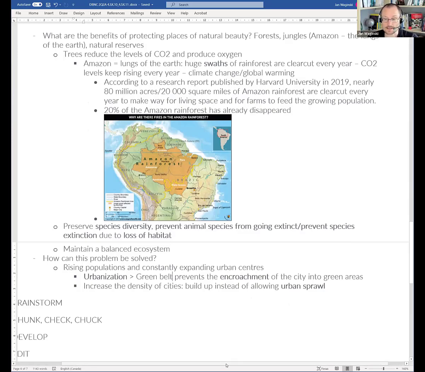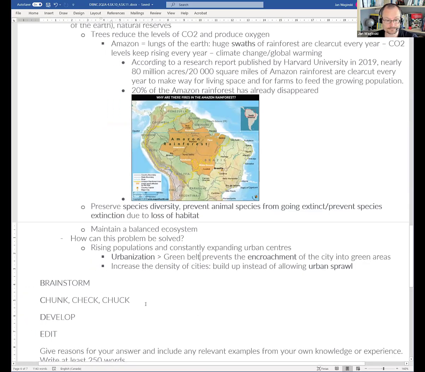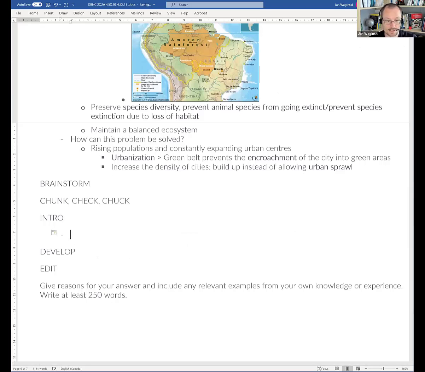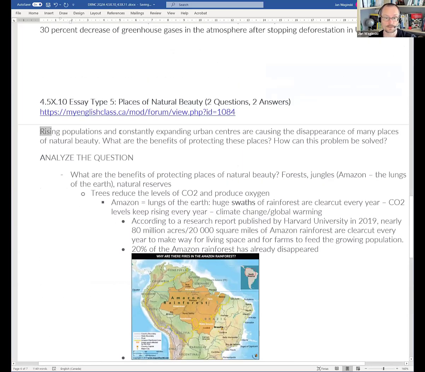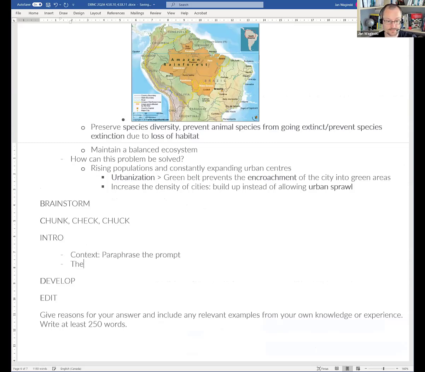Let's do a little bit of writing, and I'd just like to have everyone write the introductory paragraph. So let me just talk about the structure very briefly. Our structure for this kind of essay is, you need your introduction, and the introduction is always like this: the context, so just paraphrase the first part of the prompt. You need to put this in your own words, and it's always the first part of the prompt. That's the formula.